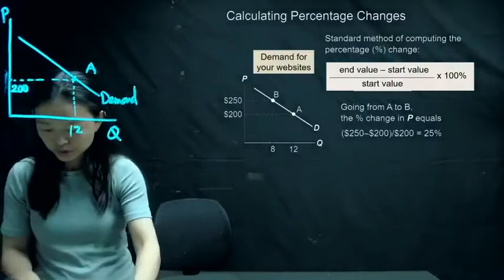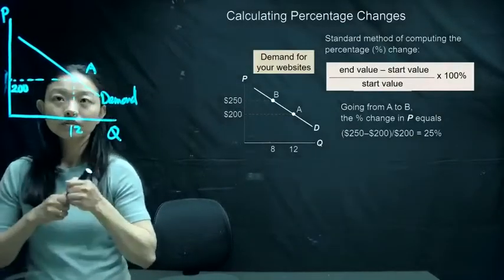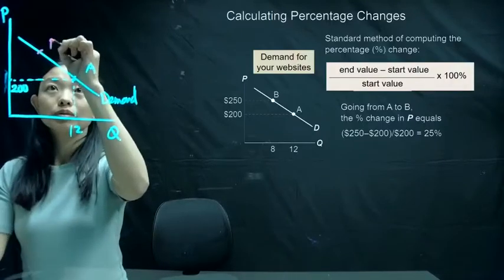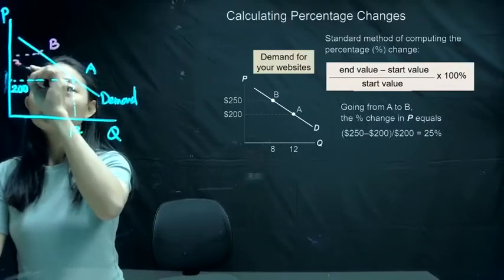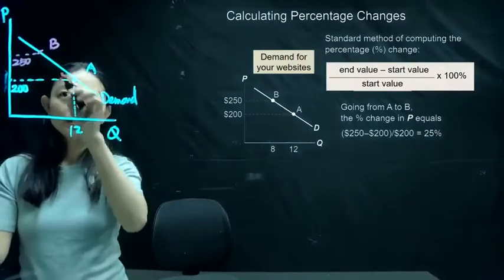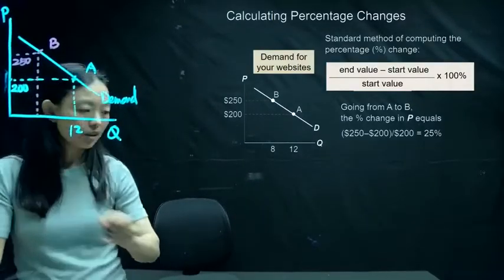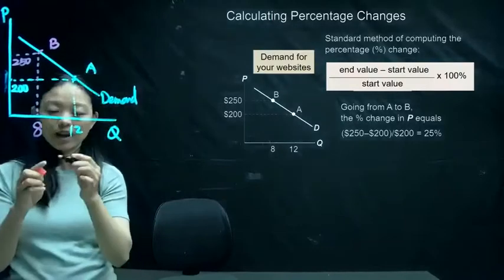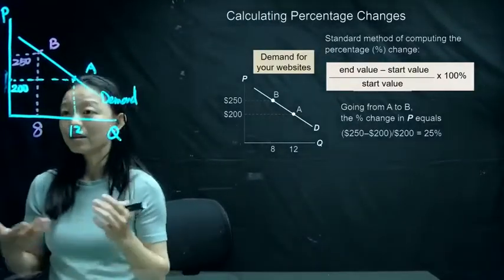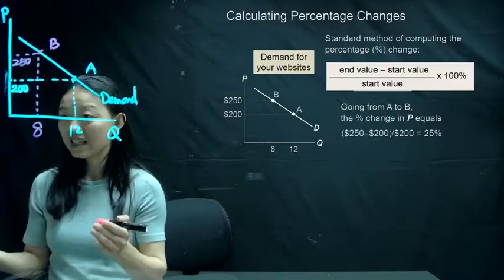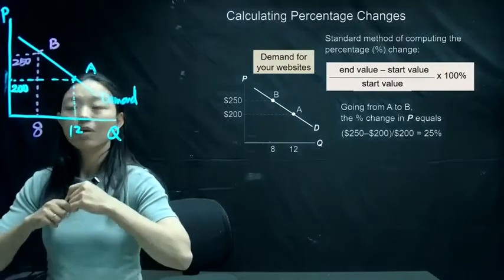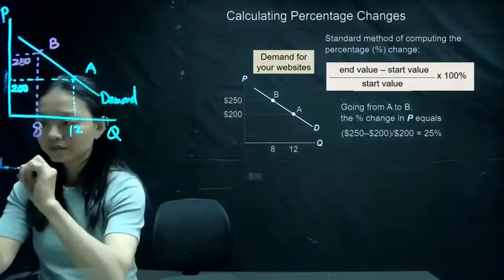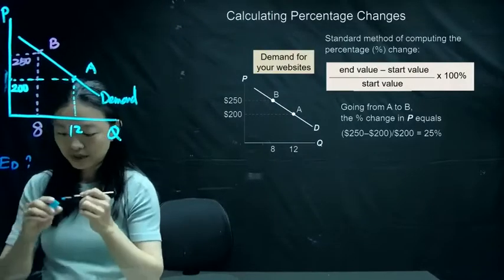But now we assume when you increase the price to 250, you can sell only 8 websites. Then we would like to compute the price elasticity of demand for the website. So how to get the price elasticity of demand for the website?